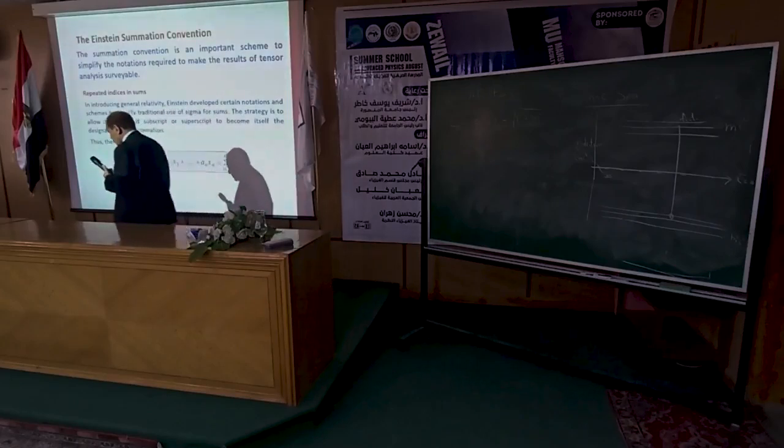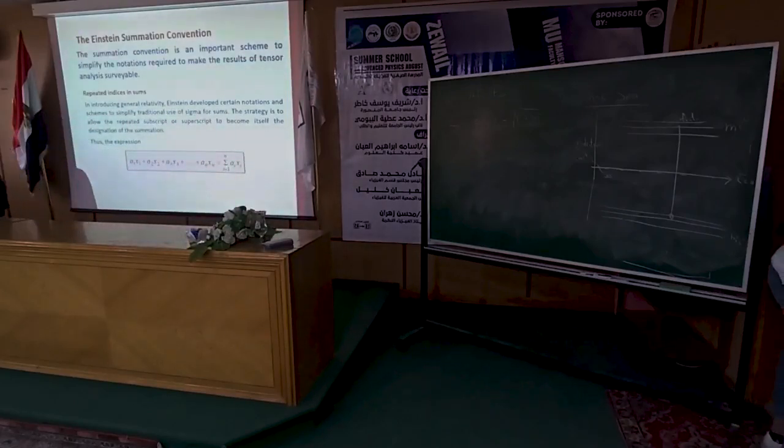Let me go to the Einstein summation convention. Usually, when I want to add terms A1 X1, A2 X2, A3 X3, I use the summation symbol sigma. This is what we usually use for summation. Now, the question is: is there another way to make the summation without using this sigma?